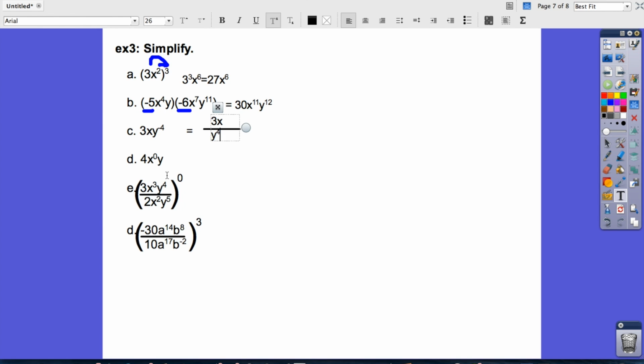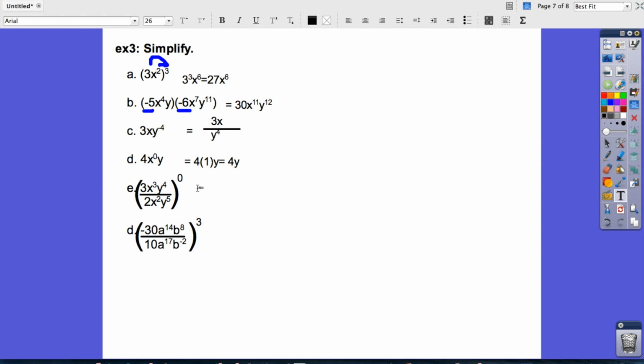We'll do another example, part D. Again, piece by piece, we're trying to simplify. So we have 4x to the 0 power. The 4 I can't do anything with. X is to the 0 power, which means that's actually equal to 1, and y is still there. So 4 times 1 is 4, and 4 times y is 4y.